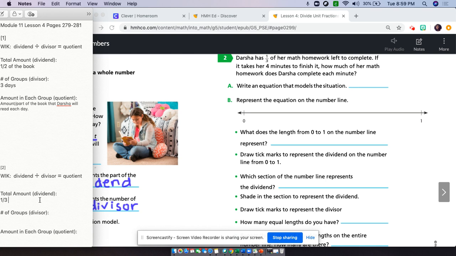So she has 1/3 of her math homework left to complete. The number of groups is the number of minutes, because at the end of it, we want to figure out how much math homework she completes each minute, which means I can split up each of these minutes. So 4 minutes is going to be her divisor, and then the quotient would be the amount of homework in each minute. Okay? So then you would write out your equation. You would represent the equation on the number line.